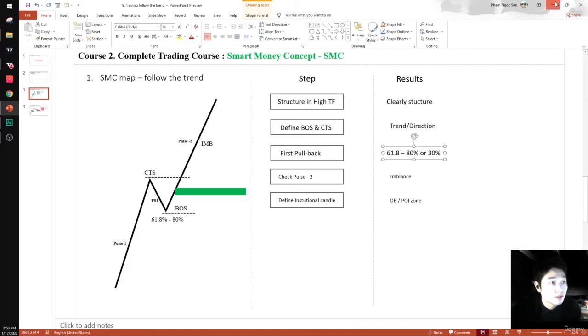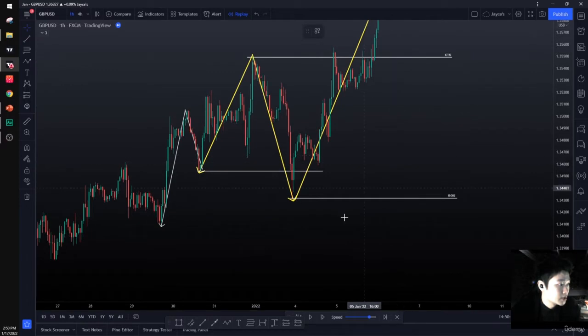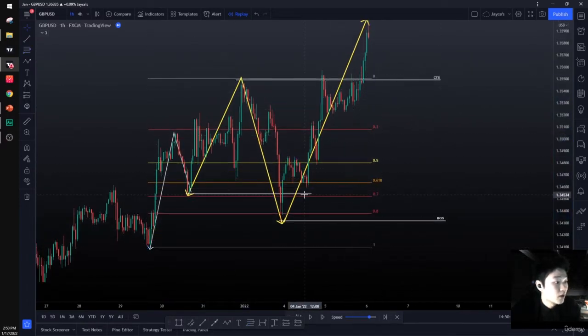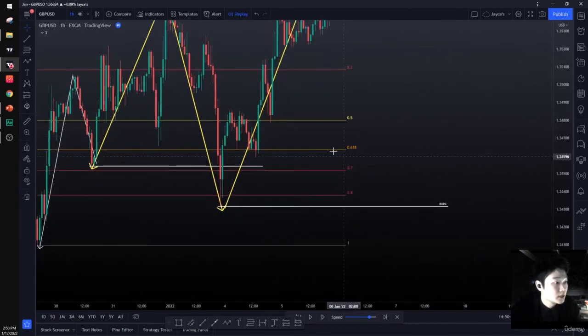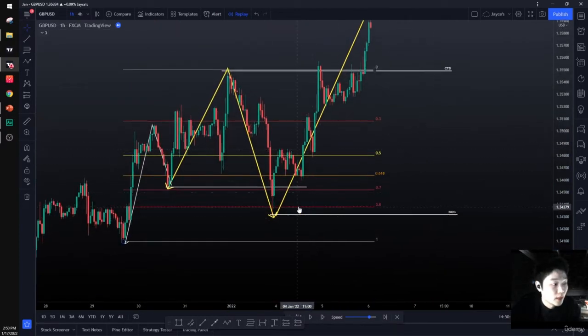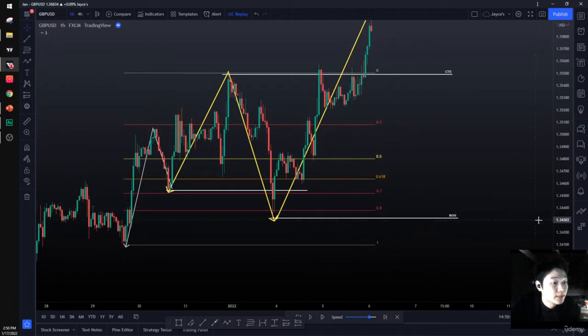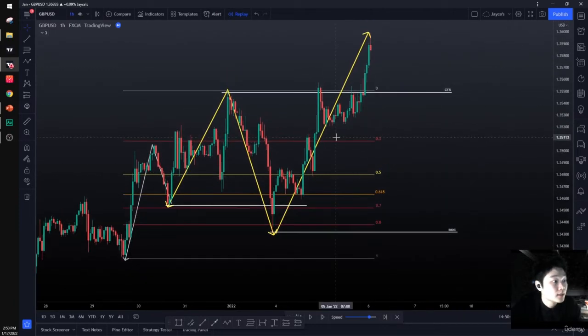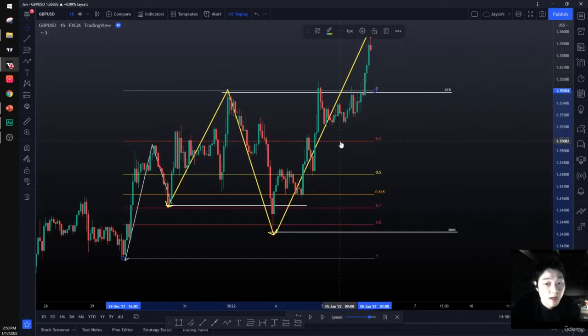The next step, define the first pullback of the market to find out where the strong structure or the weak structure is. You can draw the Fibonacci at this time, from this low. Obviously the price pulled back into our Fibonacci zone, which is from 61.8 to 80%. That is a strong up movement, and price did not break out of the discount zone. Price came into the discount zone and went up again, and that is a strong structure of the market.